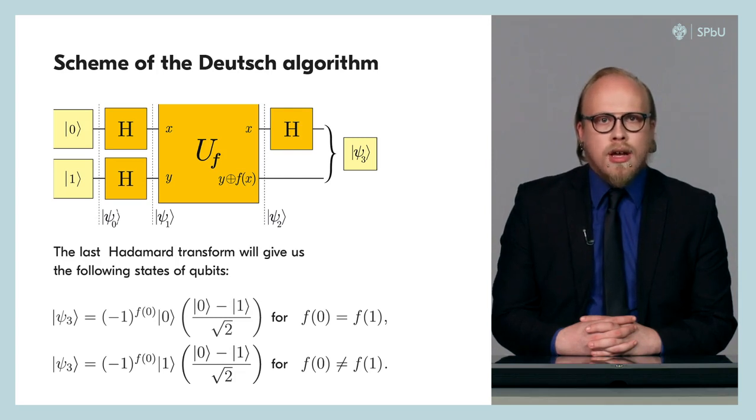In the next lesson, we will look at the generalization of the Deutsch algorithm to the multidimensional case, that is, when the argument runs through not 2, but 2 to the power of n different values, where n is a natural number. That's all for now.